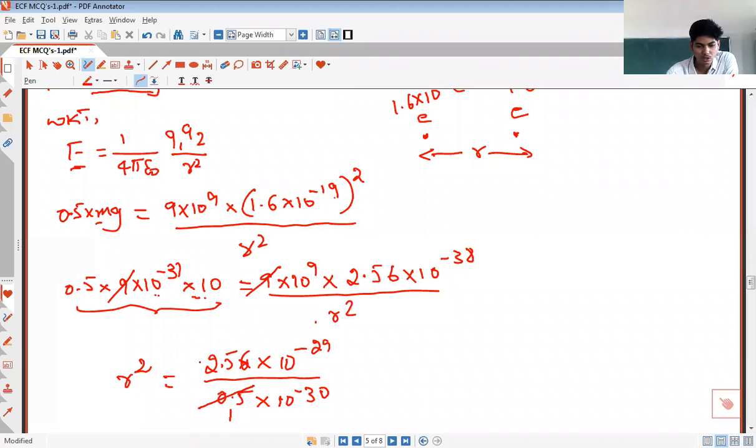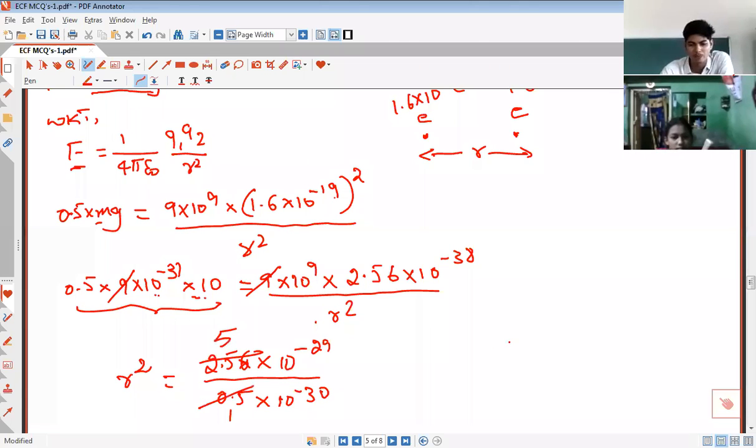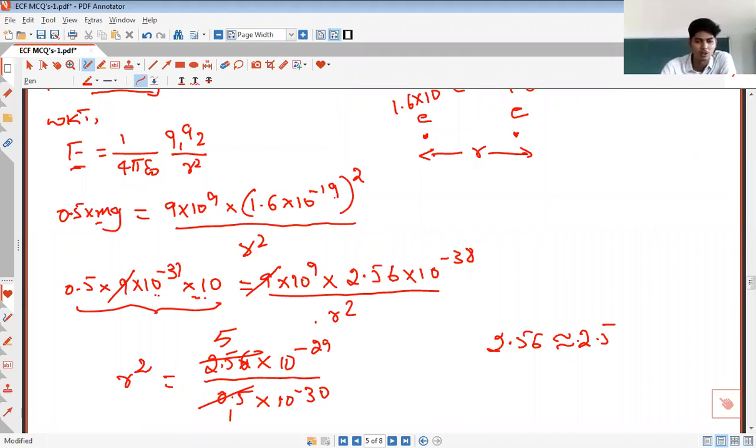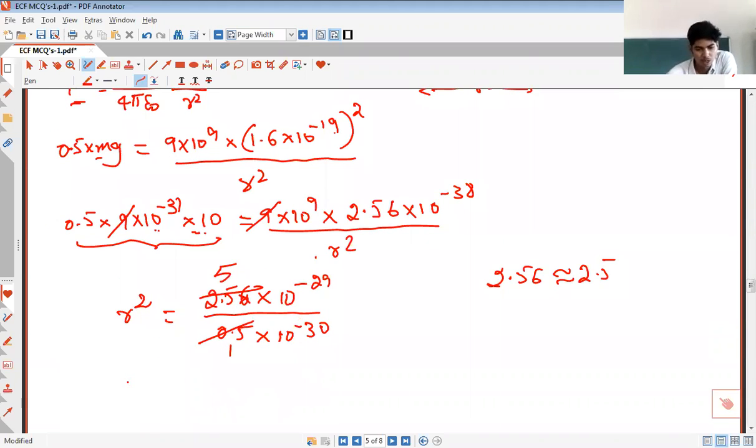0.5 times 5 will be 2.5. 2.56 is approximated to 2.5, so that doesn't make much difference. So the 0.5s get cancelled out. We will be now left with r square equal to 5 into 10 to the power of, see what will be this, minus 29 plus 30 will be 10 to the power of 1.